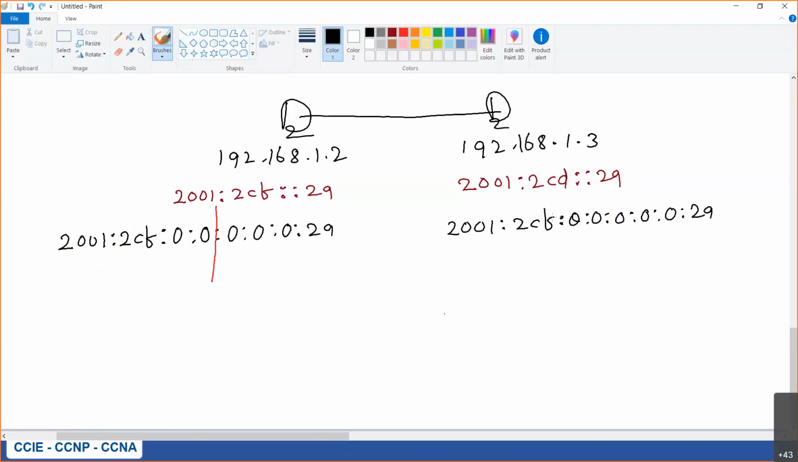Again, answer is no. Why? Because the host portion is also the same, ending in 0029. The host portion should be unique. Exactly, conflict will come. So now in the host portion, where will you change?